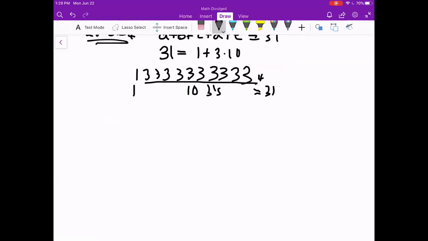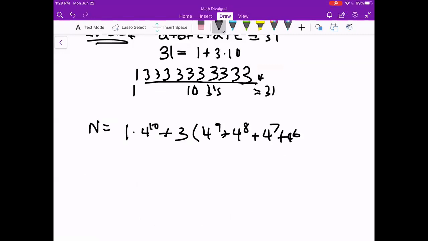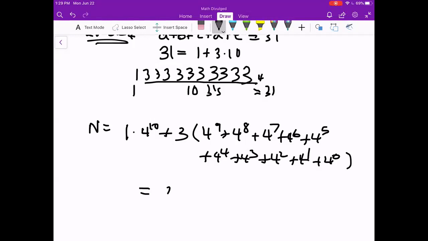Converting it to base 10, we have that n is equal to 1 times 4 to the 10 plus 3 times 4 to the 9 plus 3 times 4 to the 8, and so on, down to 3 times 4 to the 0. I will spare us the calculations, but this is just equal to 2097151. And since the question asks us the remainder when n is divided by 1000, that just means the last 3 digits, so our answer is 151.